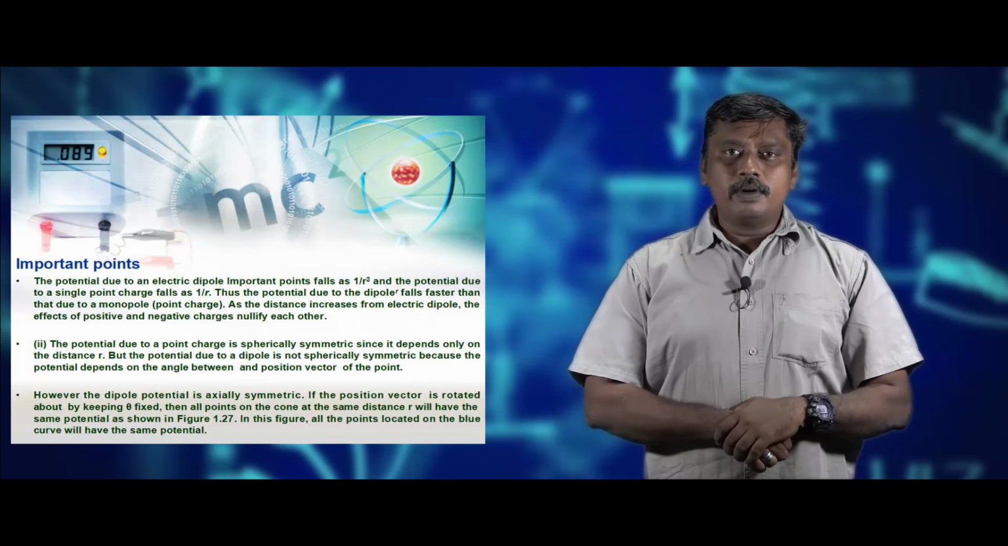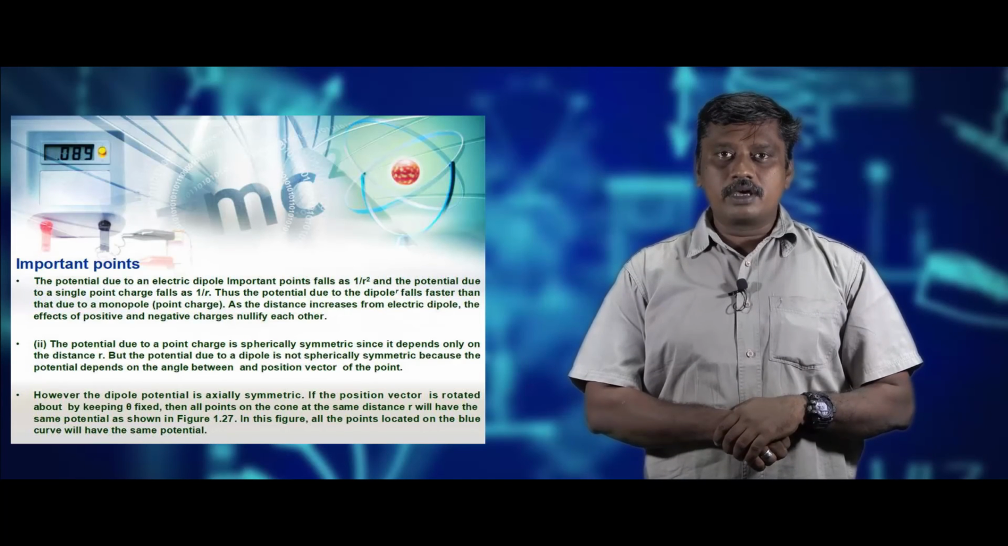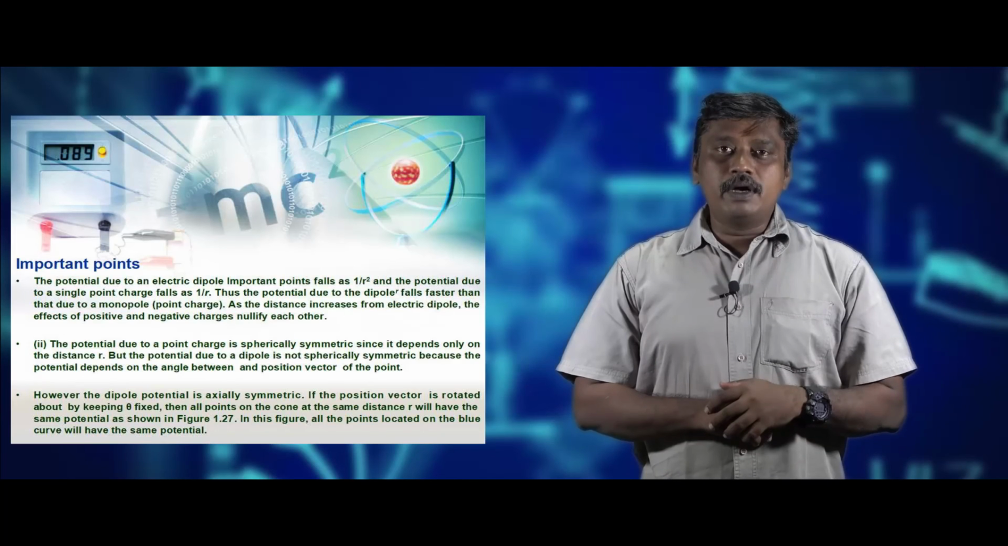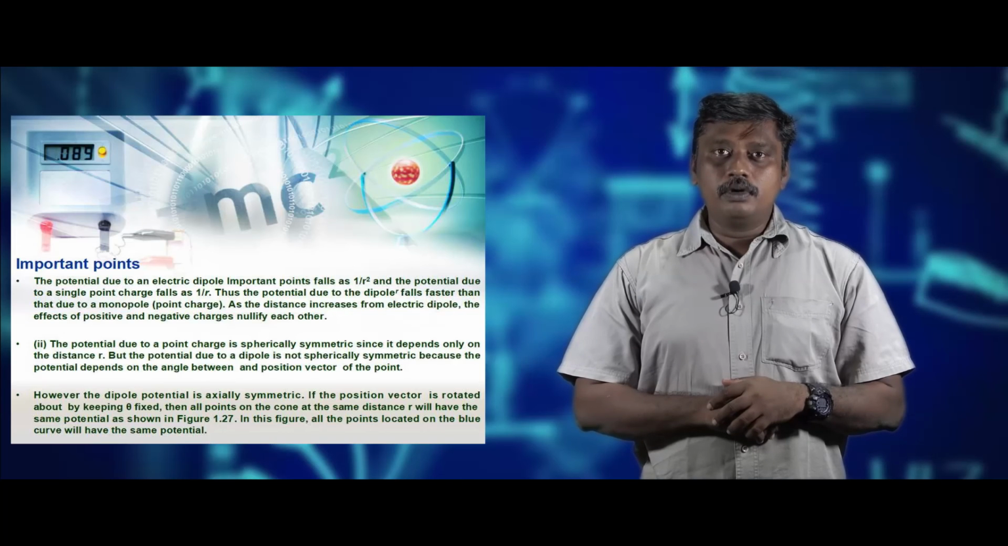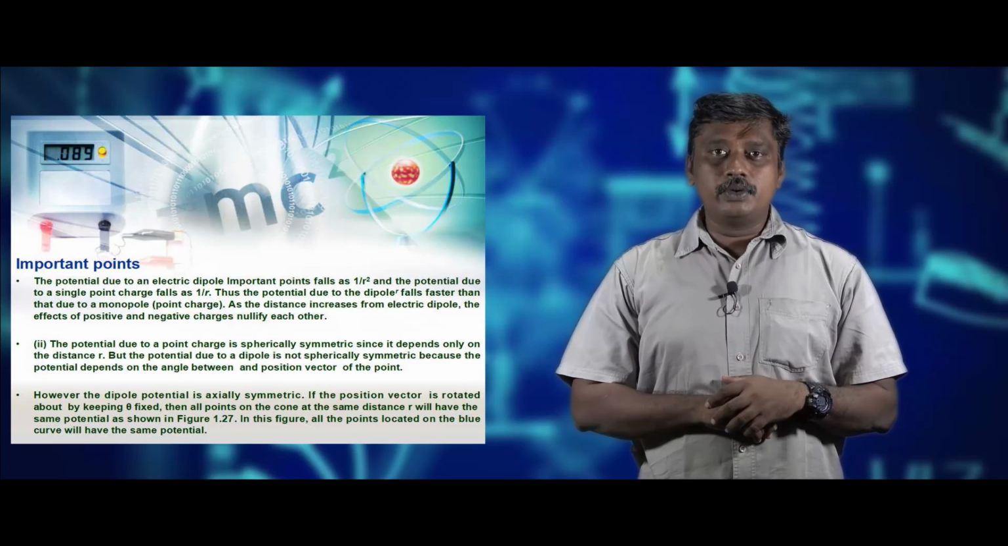There are some important points due to the electric dipole. The electric potential due to the point charge falls off with respect to 1/r, where r is the distance of the point from the point charge. Similarly, the electric potential due to the entire dipole falls off with respect to 1/r square, where r is the distance of the point from the midpoint of the dipole. If we compare the two, the electric potential due to the entire dipole falls off very rapidly and faster than that of the electric potential due to the point charge.